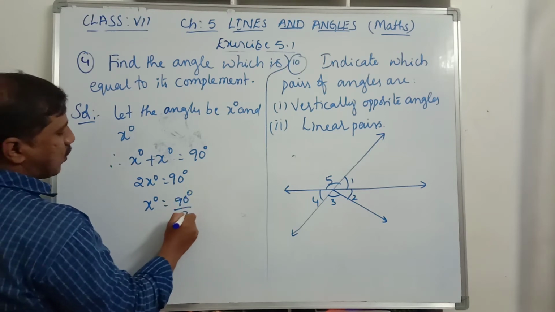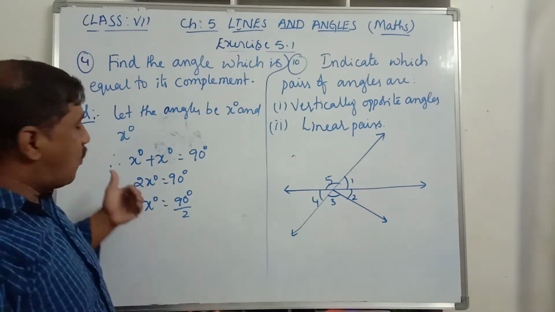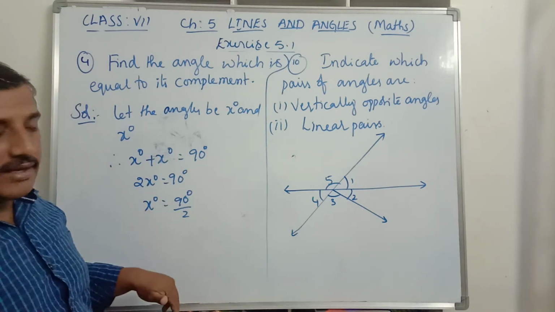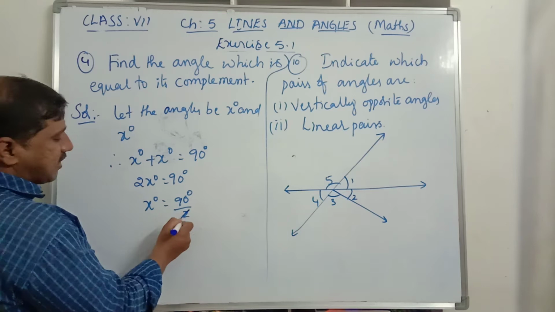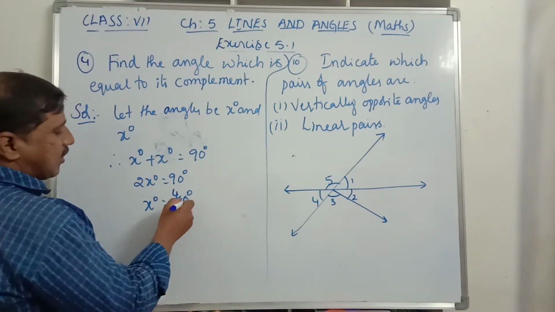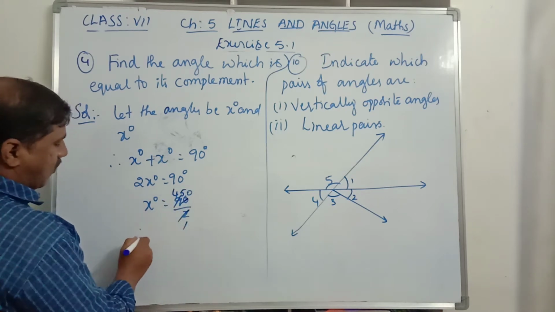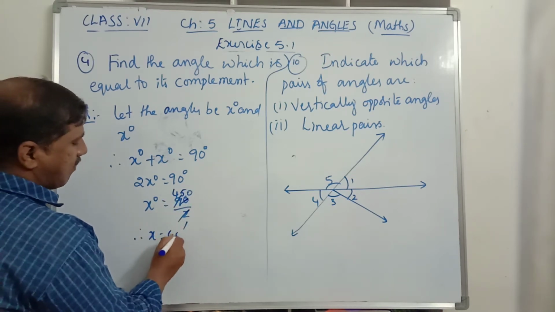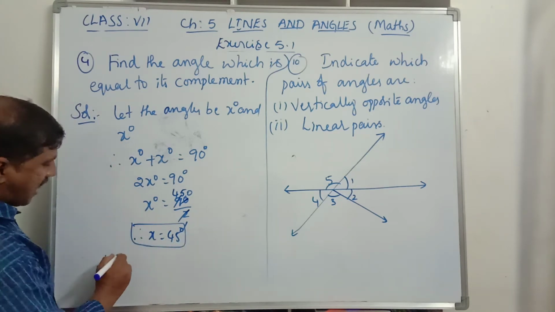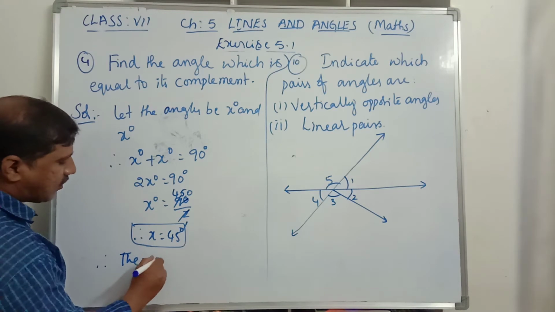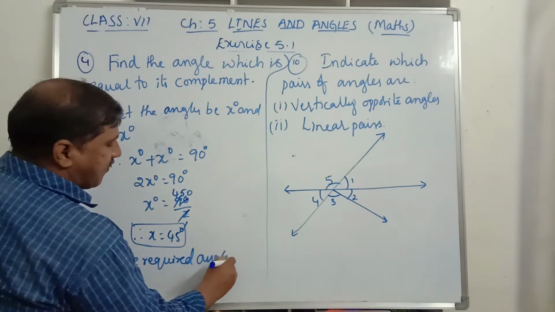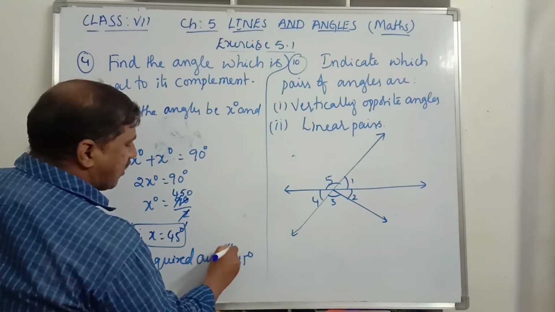90 degrees by 2. Here 2x means 2 into x. We are multiplying with 2. Therefore, when we transpose to the RHS, it divides. Now it is 90 by 2. 2 ones are 2, 2 fours are 8, 9 minus 8 is 1, bring down 0, 10, 2 fives are 10. Therefore, x is equal to 45 degrees. Hence, the required angle is 45 degrees.